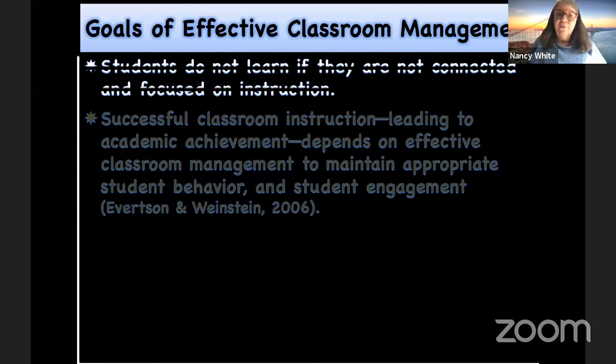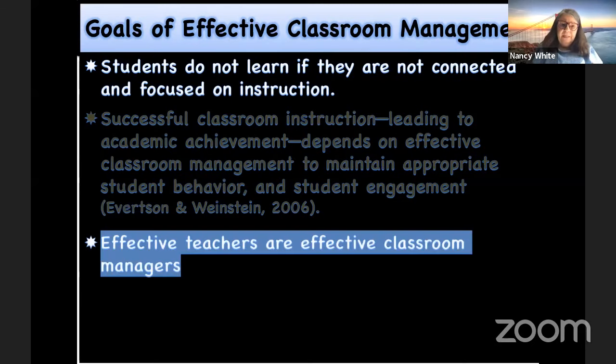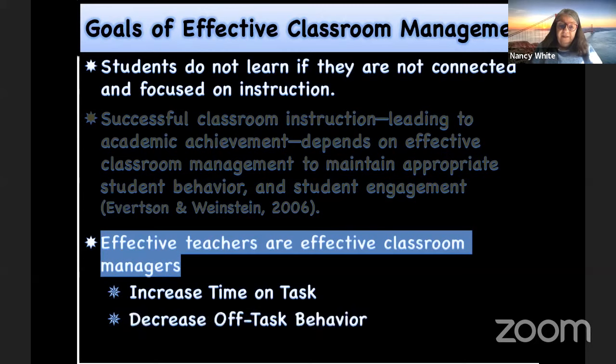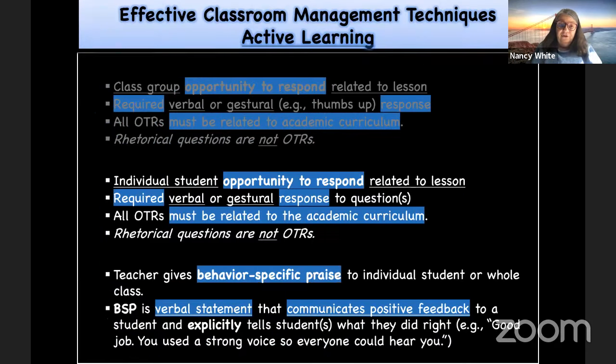So, effective classroom management. Students don't learn if they're not connected and focused on instruction. And there's a lot in your handout, and I've graded out, so I won't be tempted to talk about it. That's more for you, but you have it in the handout. And if there's anything that was a typo, it'll be fixed when you get the update. Effective teachers are also effective classroom managers. And why? What are our goals? Increasing time on task, decreasing off-task behavior, and increasing academic achievement as a result of the first two.